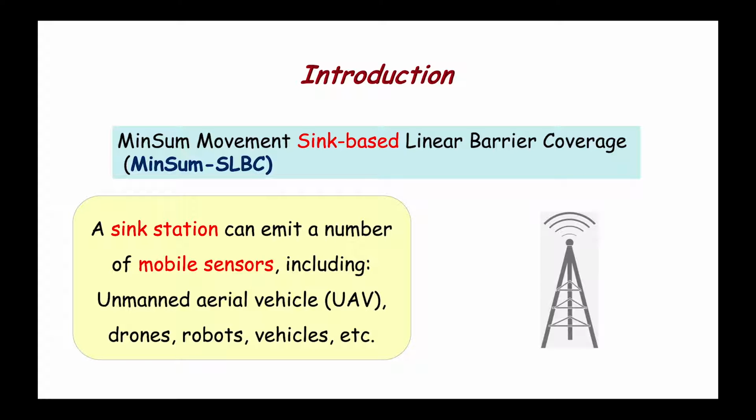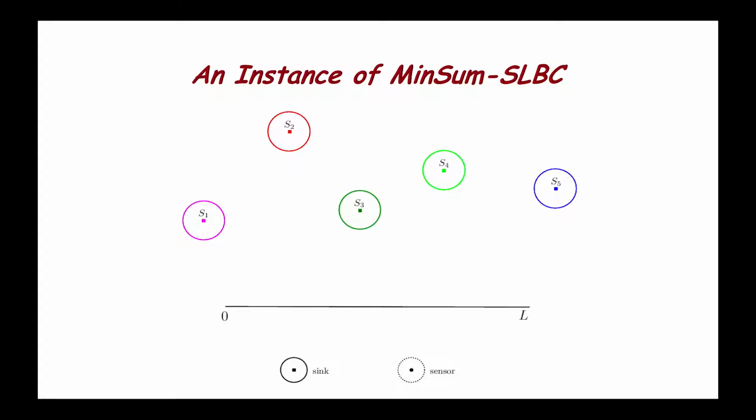In our problem, a sink emits mobile sensors for coverage. Sensors can be UAVs, drones, robots, vehicles, and so on. We will first introduce the problem.